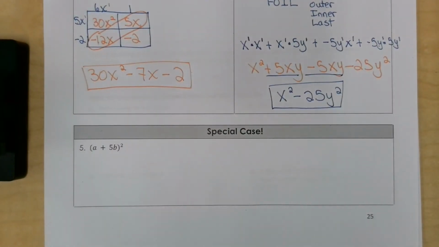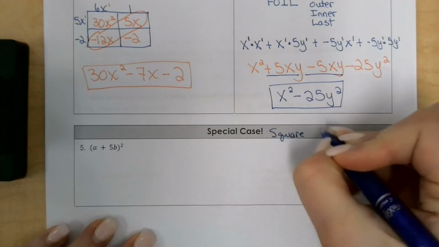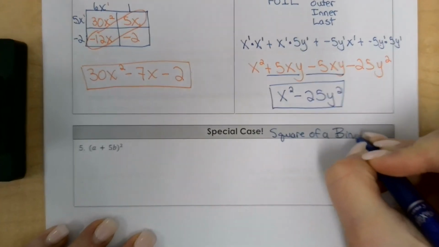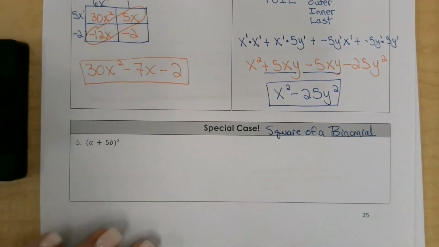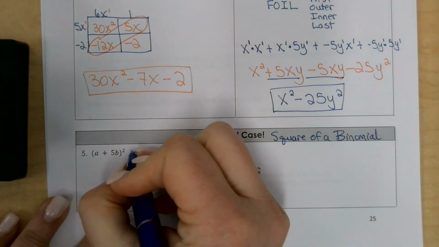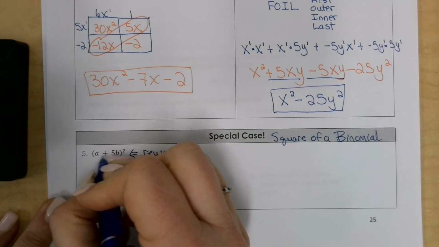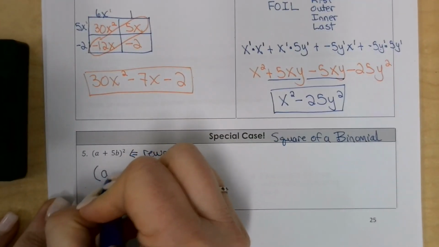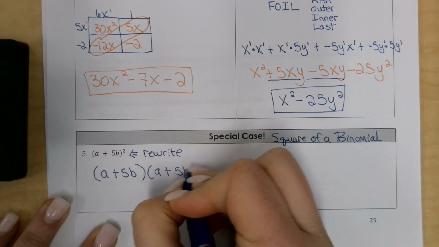This is what we will call a special case. But what we've got here is a special case. And this special case is actually called the square of a binomial. A lot more focus on square binomials in the future. But what this is saying in squares of binomials is you want to rewrite them. And how I would rewrite this is a plus 5b squared. So I am multiplying a plus 5b times a plus 5b.